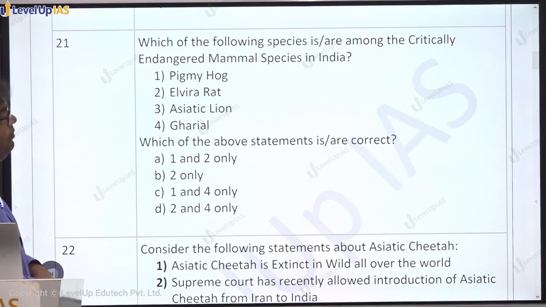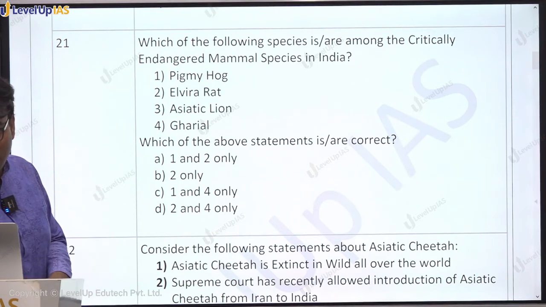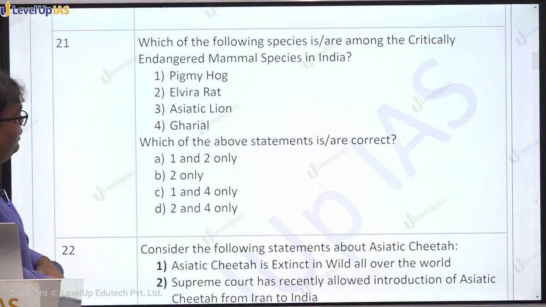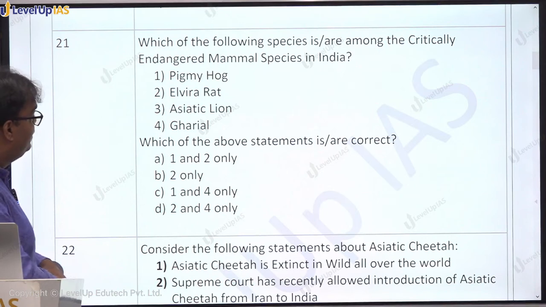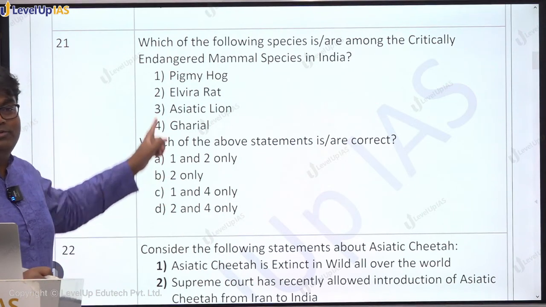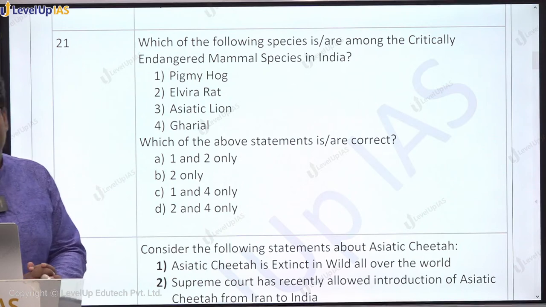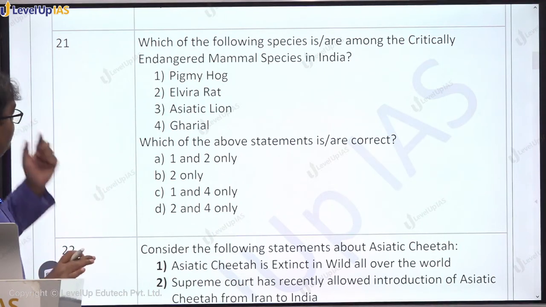Dekho, pygmy hog is not critically endangered. It is endangered. Elvira rat is. Ghadiyal is critically endangered. But ghadiyal is not a mammal, it's a reptile. Question is about mammals. So mammal, isme se kaun sa critically endangered? Only Elvira rat? B, 2 only. Question number 21, B, 2 only. Right? 21 ka B hoga. Ghadiyal is not a mammal. Question is about mammals. Which of the following are critically endangered mammals? Okay. So, 21 ka B.